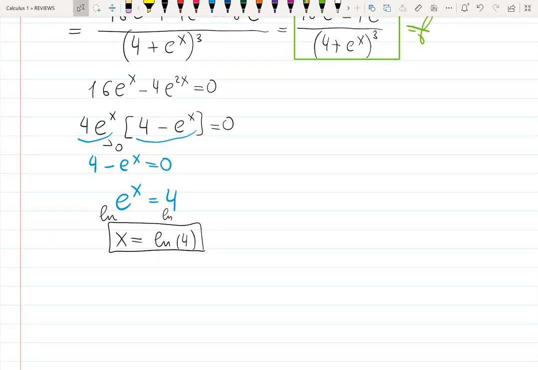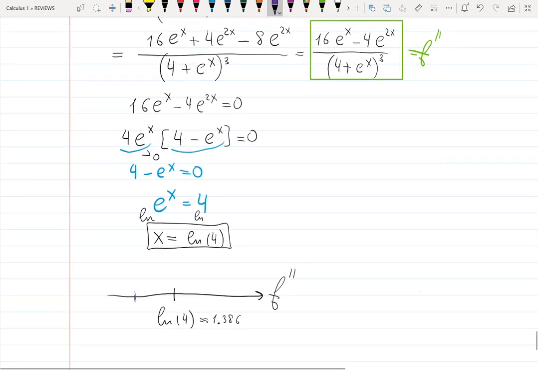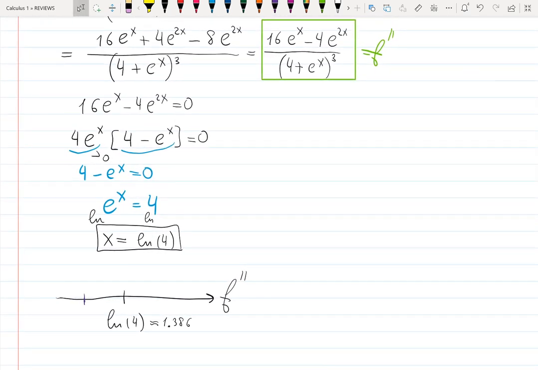Now I can finally start writing down the sign line for the second derivative. I will put ln of 4, which is the only point we found, on the sign line. I will also identify that this is approximately 1.386. And I will choose test points. On the left, I can choose 0 as a test point. And on the right, I can choose a million again, I guess. So let's choose 1, 2, 3, a million. Why not? You can do 10 if you don't like to be dramatic.